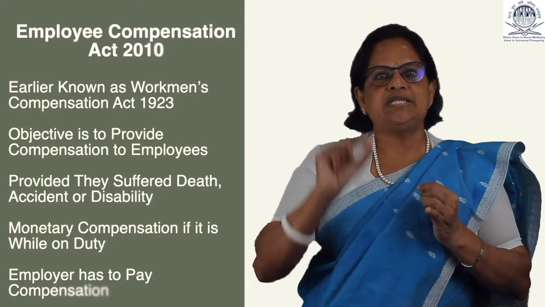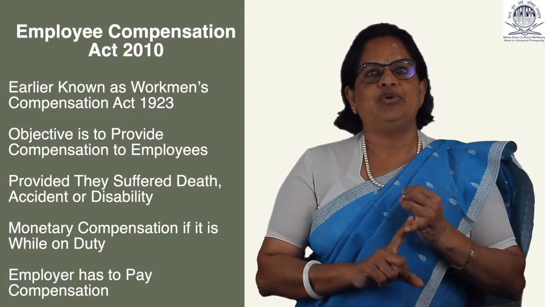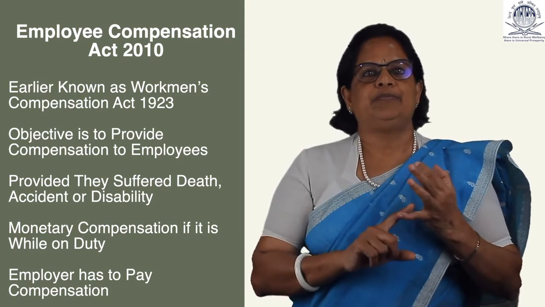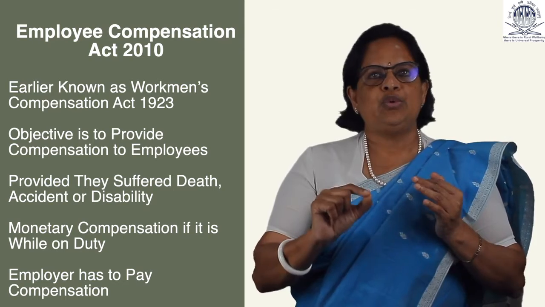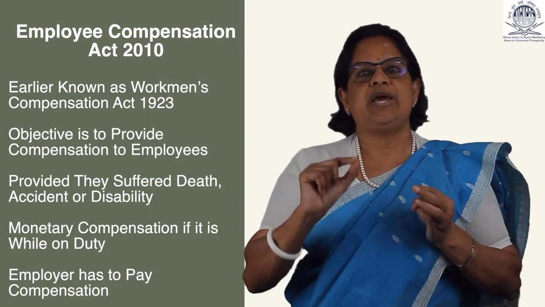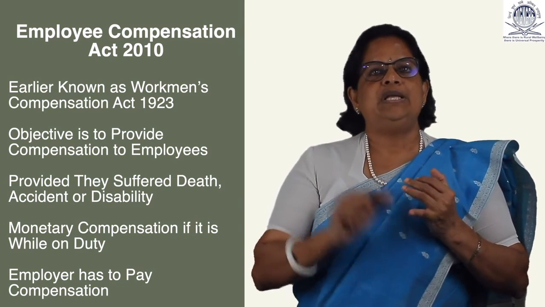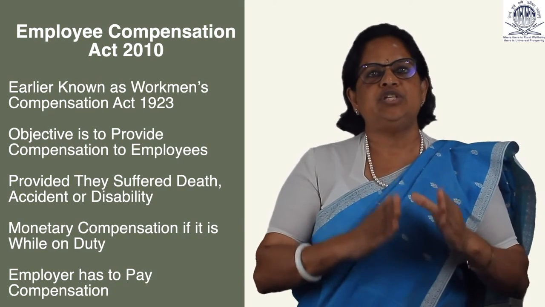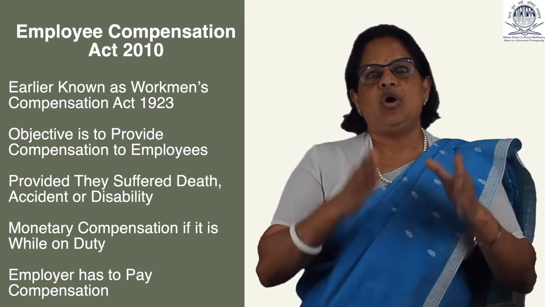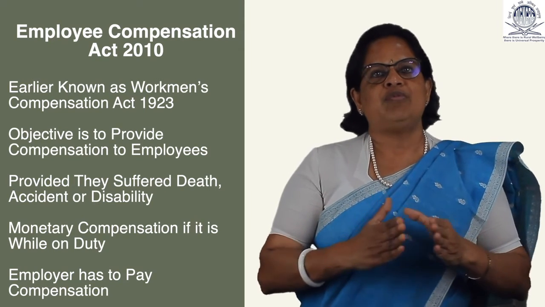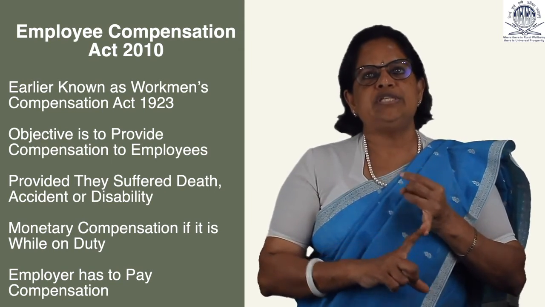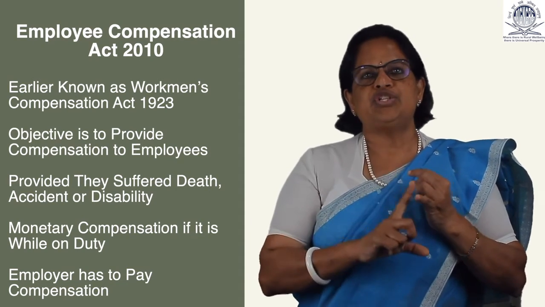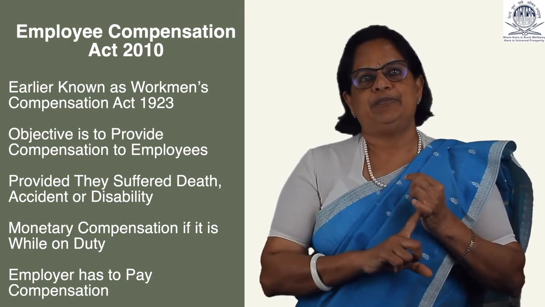Now, let us learn the last component of this module. This is the Employee Compensation Act 2010. This was earlier known as the Workmen's Compensation Act 1923. Later, this act was amended to the Employee Compensation Act in 2010. The objective of this act is to provide compensation to employees for death or to those who suffer total or partial disability while on duty.